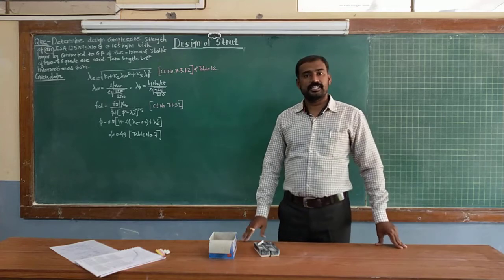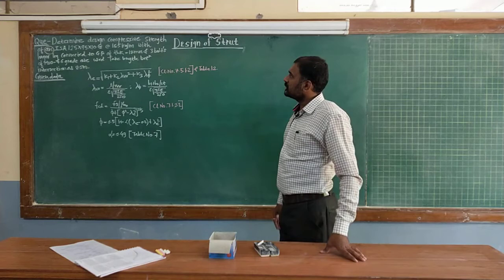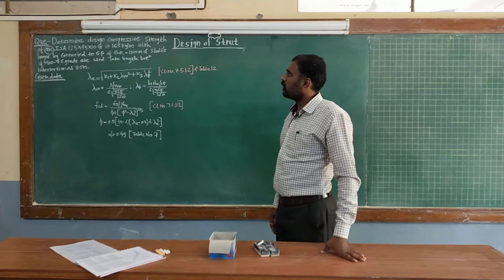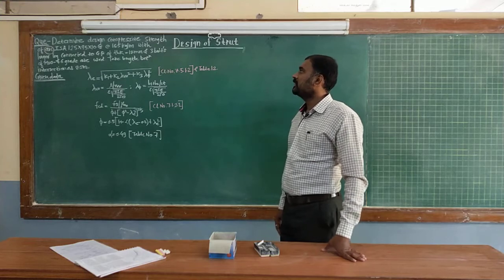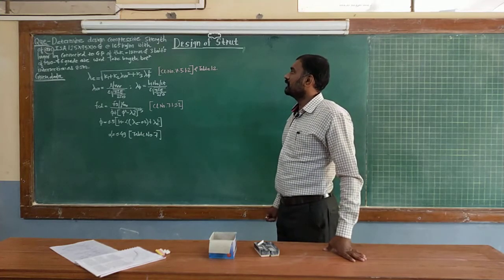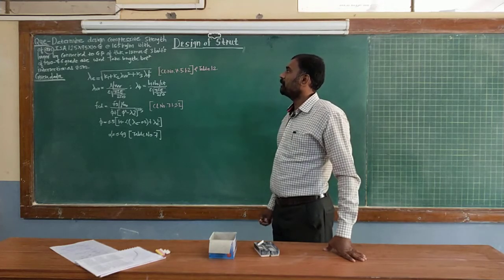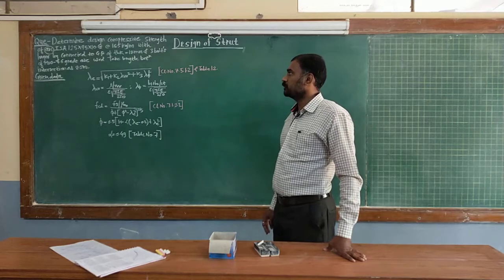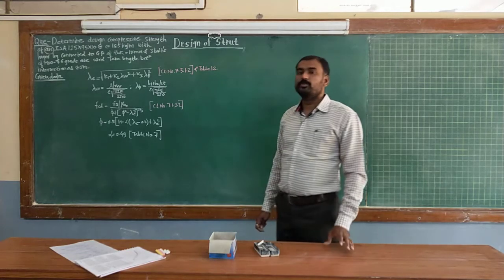For that, the statement of the numerical is: determine the design compressive strength of an Indian Standard angle 125 by 95 by 10 at the rate of 16.5 kg per meter, with the longer leg connected to a gusset plate of thickness 12 mm, and 3 bolts of M24 grade 4.6 are used. You have to take the length between the intersections as 2.5 meter.